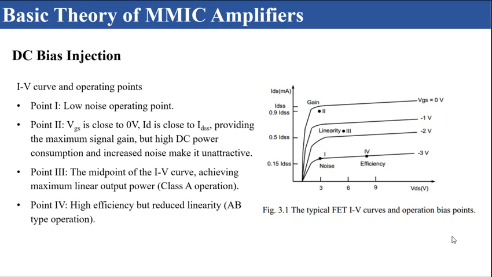Point 3, the midpoint of the ID-VDS curve, achieving maximum linear output power. Point 4, high efficiency but reduced linearity.